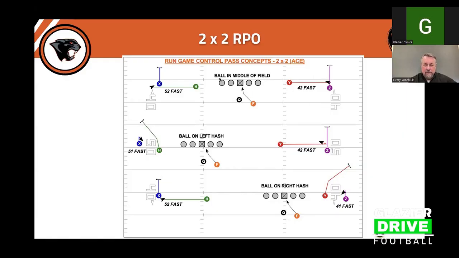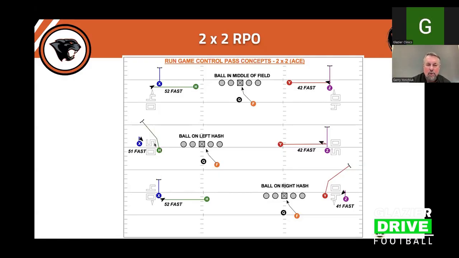So middle of the field, ball goes inside, so it's inside the rails. We have the fast screen. If the ball is on the hash, or the left tackle's on the hash, or the left guard is on the hash, now they make the me-you call again, and it's a fast screen by the outside instead of the inside. This is where they have to be on the same page.